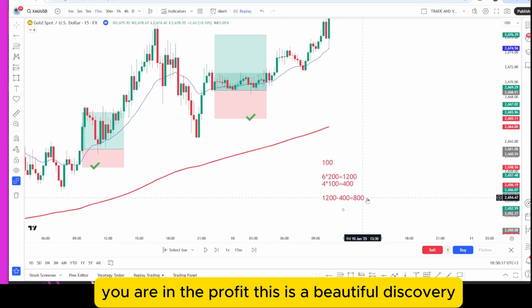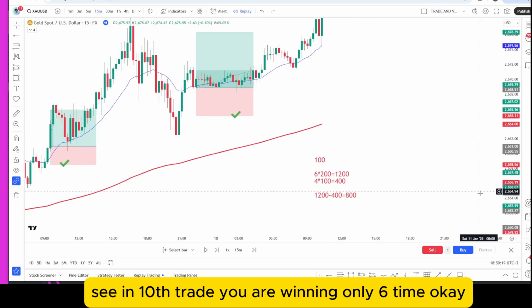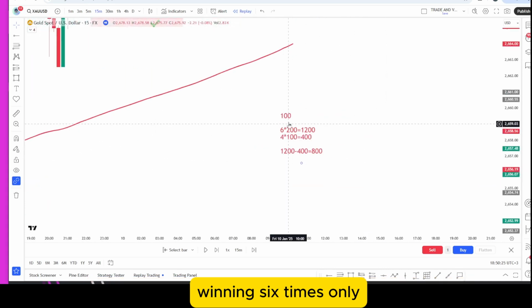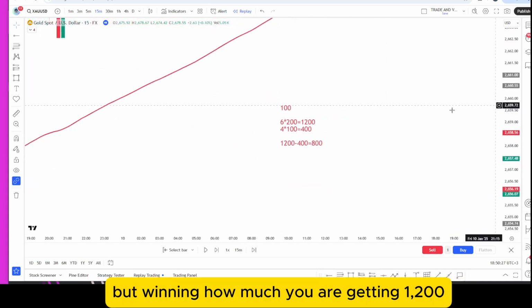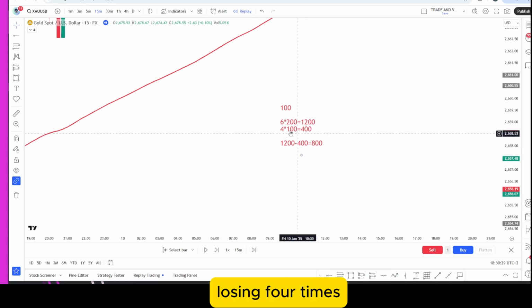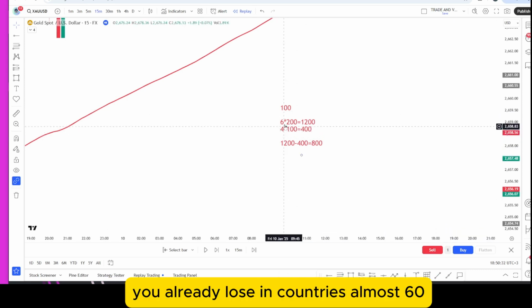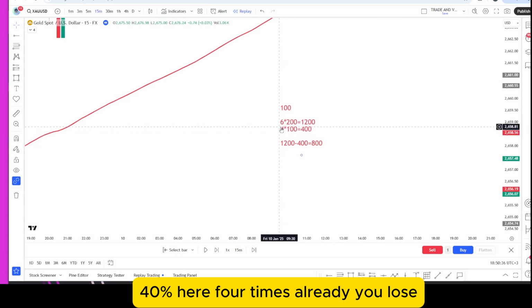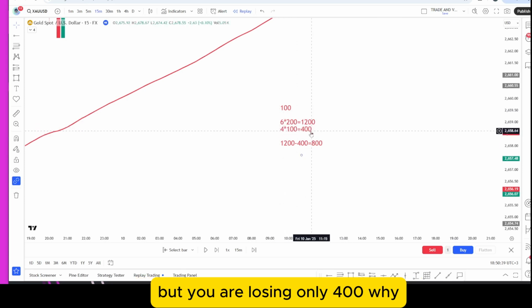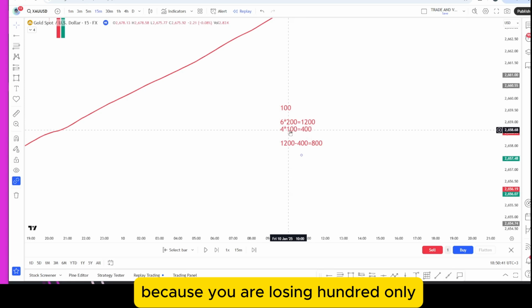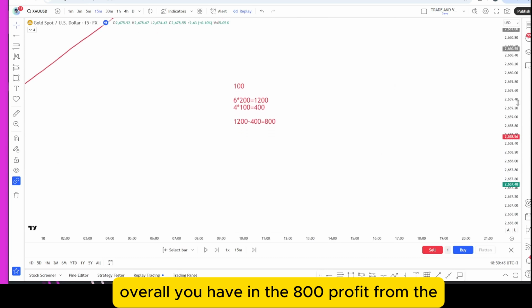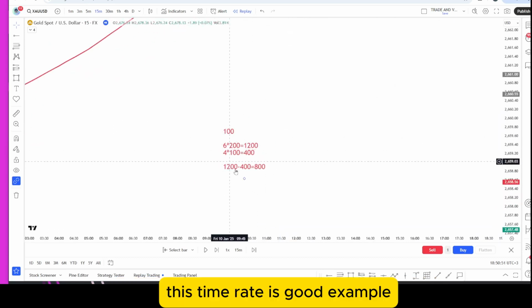This is the beauty of risk reward ratio. You see, in 10 trades you are winning only 6 times. Winning 6 times only, but how much are you getting? 1200. And losing 4 times, you already lose. In 10 trades it's almost 60-40%. 4 times you lose, but you are losing only 400. Why? Because you are losing 100 only. Then you got 1200 and lost 400. But finally overall you are in 800 profit from these 10 trades.